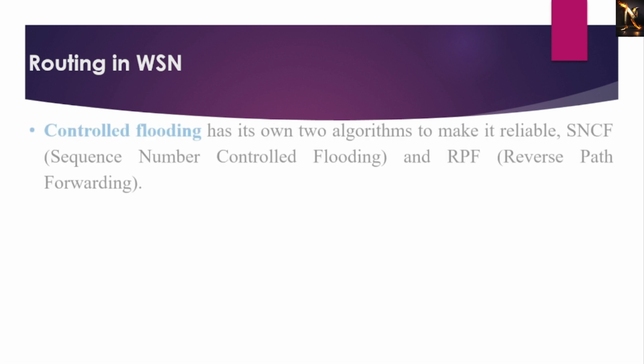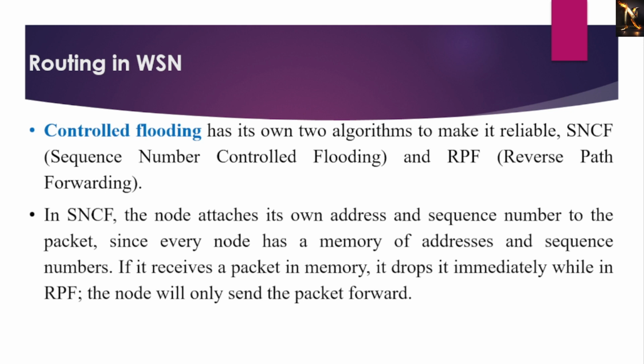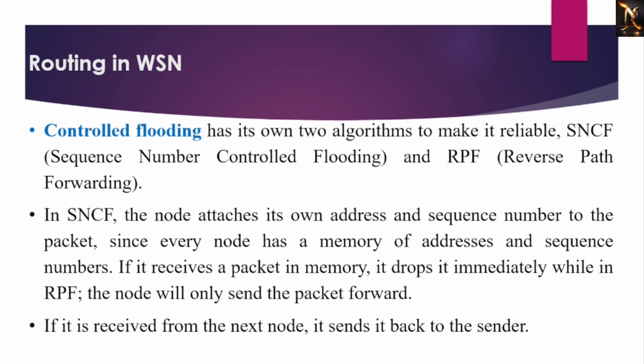Controlled flooding employs two algorithms to enhance reliability: SNCF, sequence number controlled flooding, and RPF, reverse path forwarding. In SNCF, the node appends its own address and sequence number to the packet. Since each node maintains memory of addresses and sequence numbers, it immediately drops a packet if it has been received before. On the other hand, in RPF, the node only forwards the packet if it has been received from the next node. If the packet is received from any other source, it is sent back to the original sender.